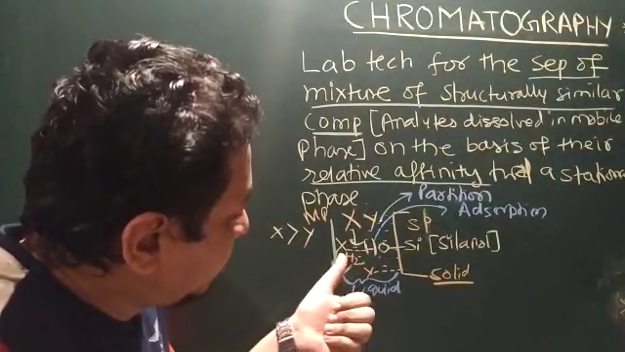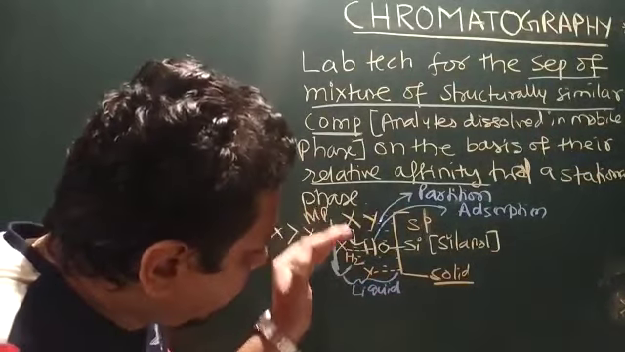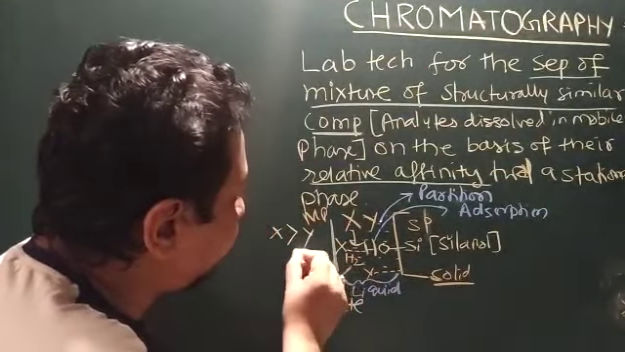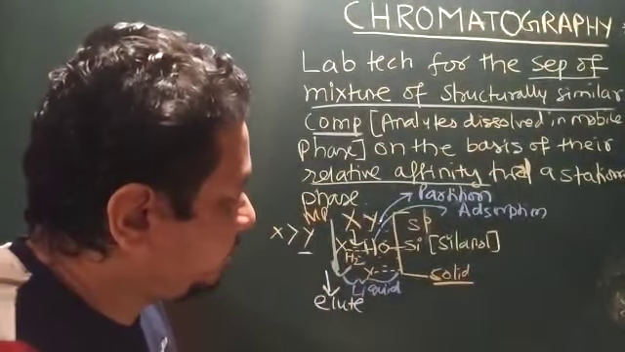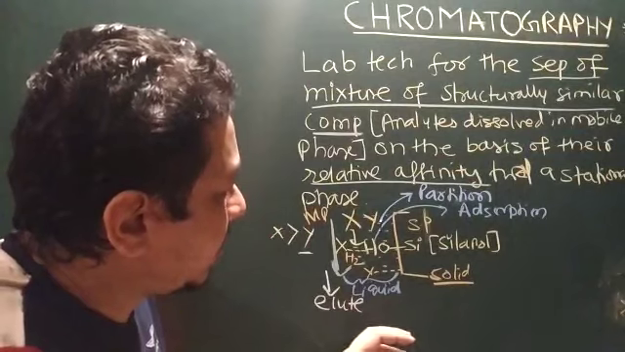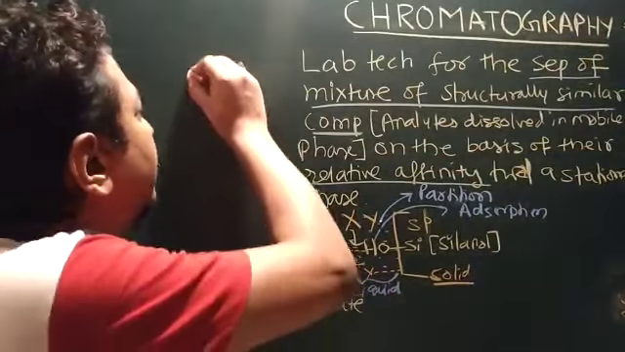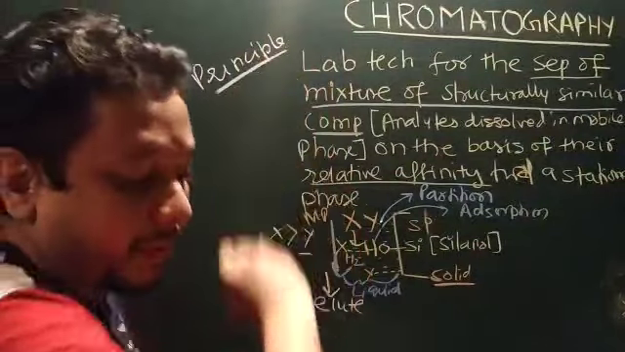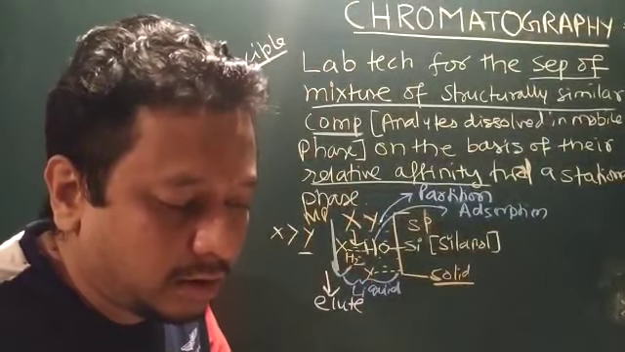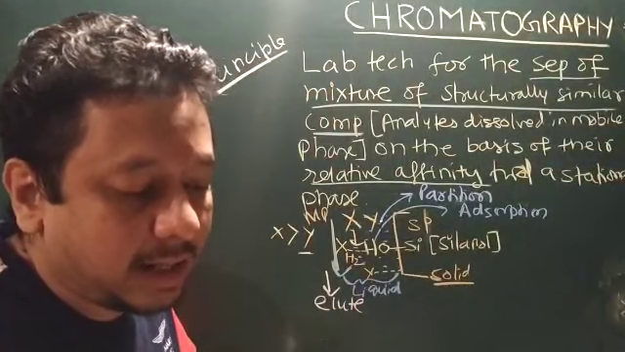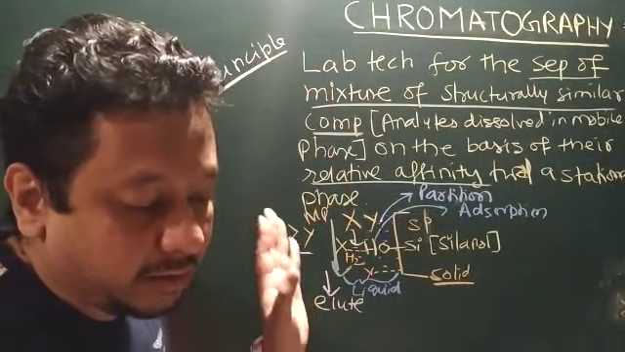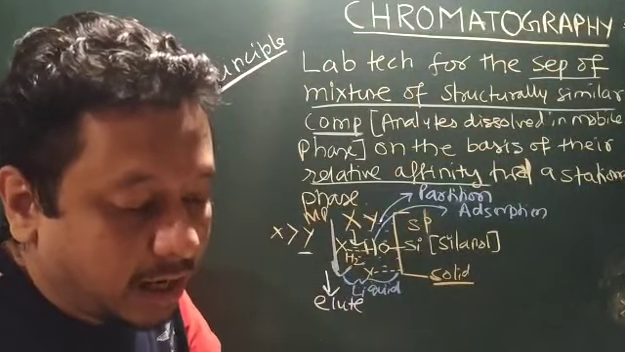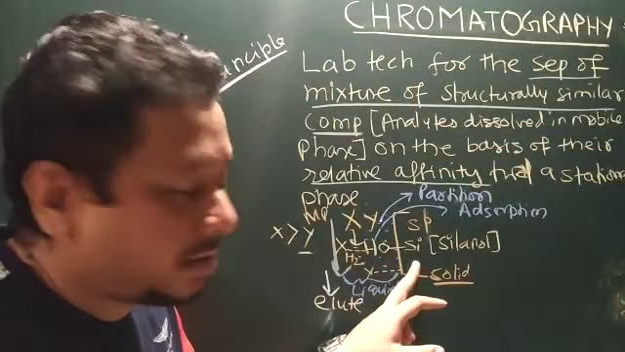Now if you see, X is first retained and Y is going to elute first, because the affinity of Y is less towards the stationary phase. So it is very important to understand the principle of chromatography now. What is the principle? I will just read it out. For the separation of mixture, the analyte component should partition from mobile phase to stationary phase as per their partition coefficient in order to adsorb on the stationary phase.